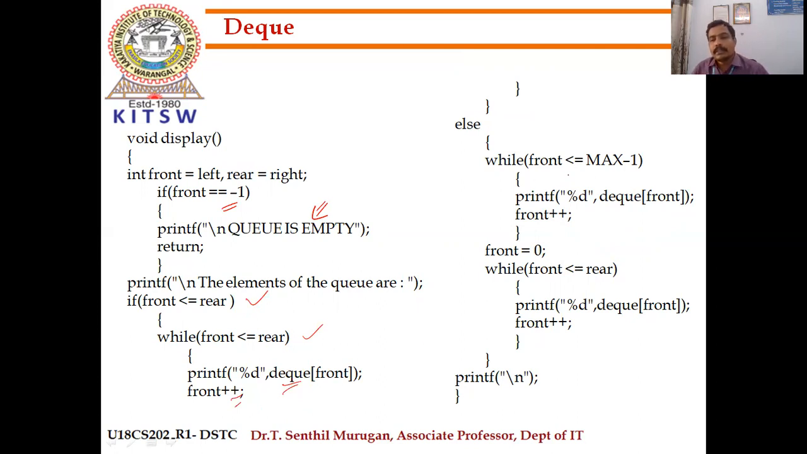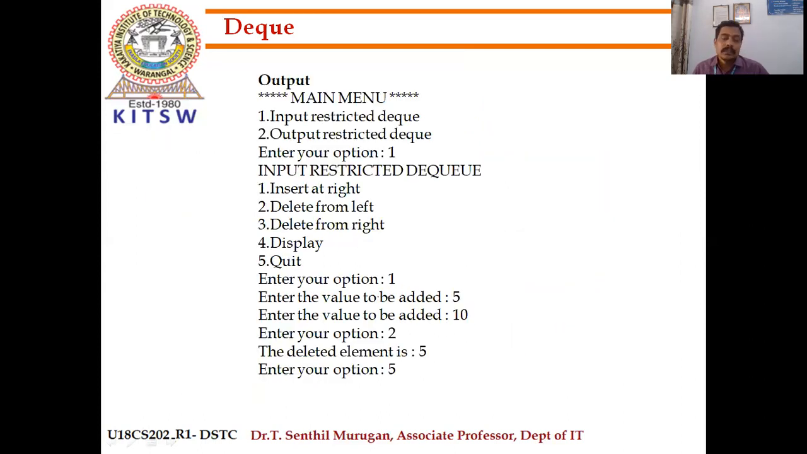If both conditions fail, then it will check whether front is less than or equal to max-1. If it is max-1, then from the front pointer it will increment up to max-1. Then they change front equal to 0. In case it is there, after reaching max-1, again it will print until this condition is satisfied, printing the value with front++. So this is the sample output.